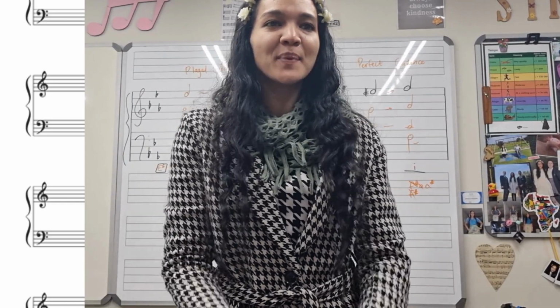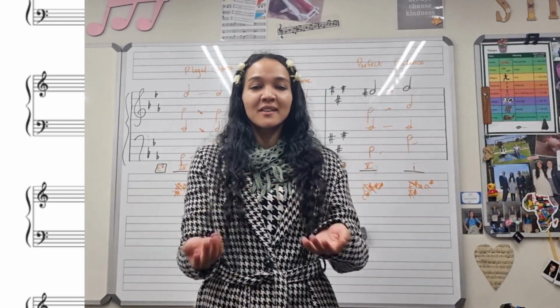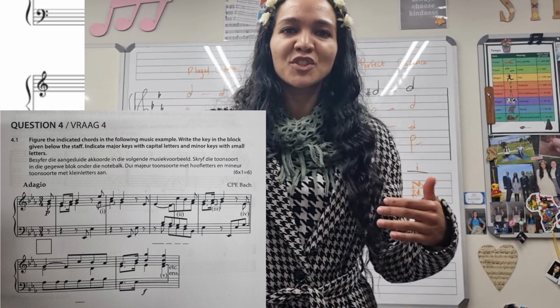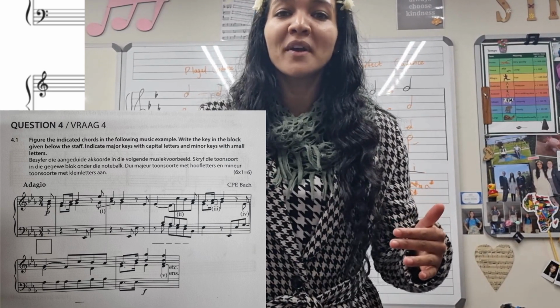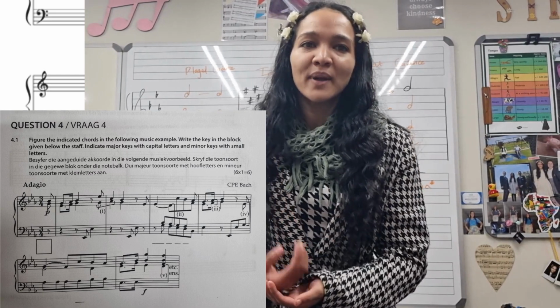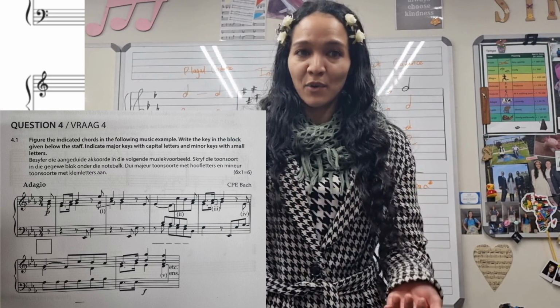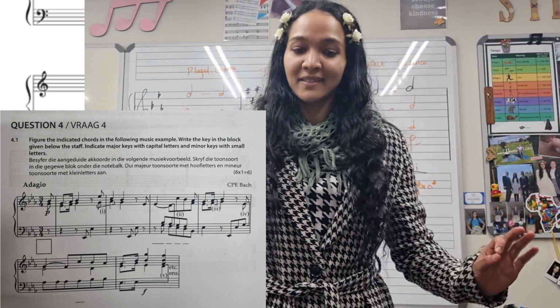In question 4.1, we have to figure the indicated chords in the music example that they give us. So a little bit of a comprehension here. We're used to seeing comprehensions from the previous grades already. This is just a comprehension on an upper market level. So it does tell us to write the key in the block that's given below the staff, and then we have to indicate our chords that they tell us to indicate.